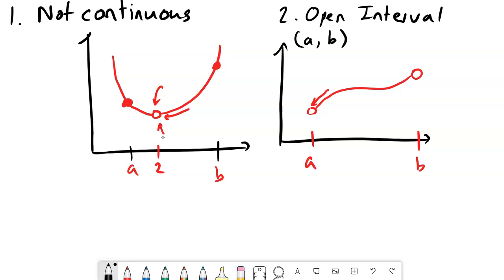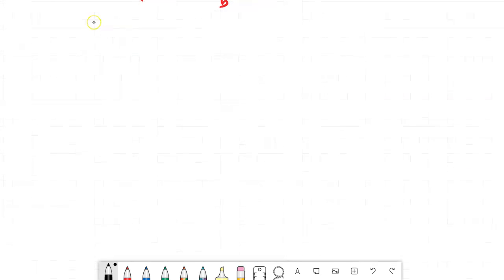So we need these two conditions. It needs to be continuous and it needs to be a closed interval for you to use the extreme value theorem. And then there's a second part to the extreme value theorem. This is like part two.